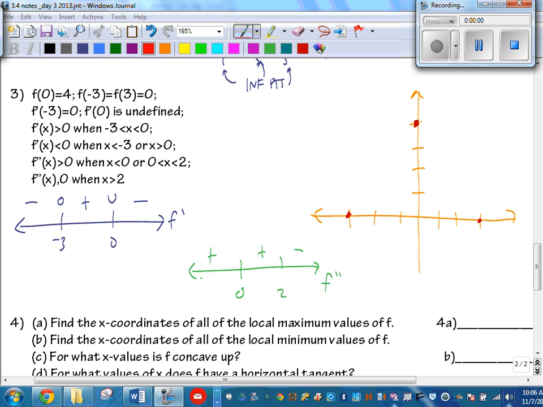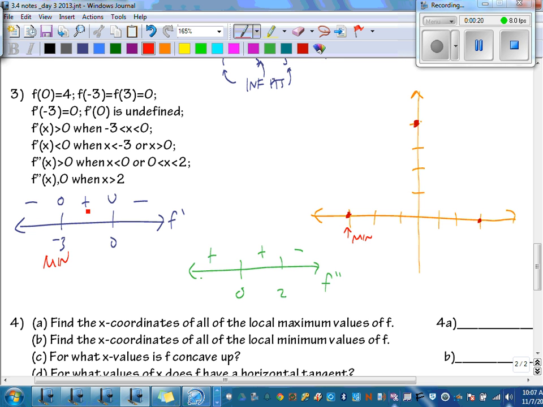All right, so I've already plotted the 3 points that we were given in the first line and made my first derivative and second derivative number line. So the first derivative is changing from negative to positive at -3, which gives us a local minimum. And so we're going to have a minimum here. And it changes from positive to negative at x equals 0, so we're going to have a max up here.